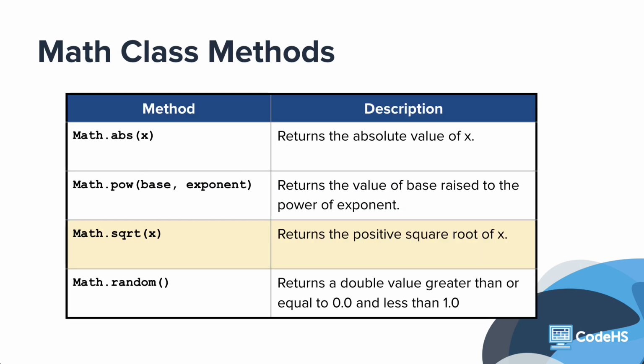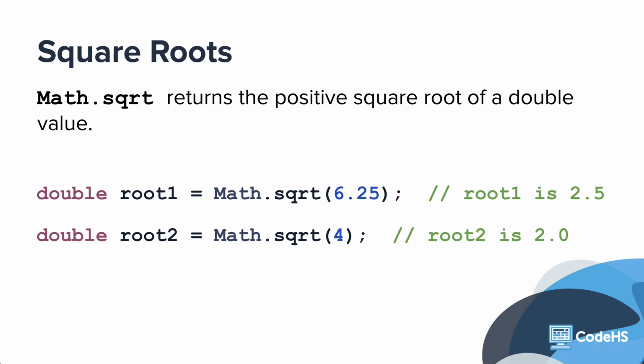The third method is Math.sqrt. Math.sqrt returns the positive square root of a double value. Even though it always takes in a double and returns a double, you can actually still use an integer as the input value. This is because Java automatically converts the integer to a double in a case like this.